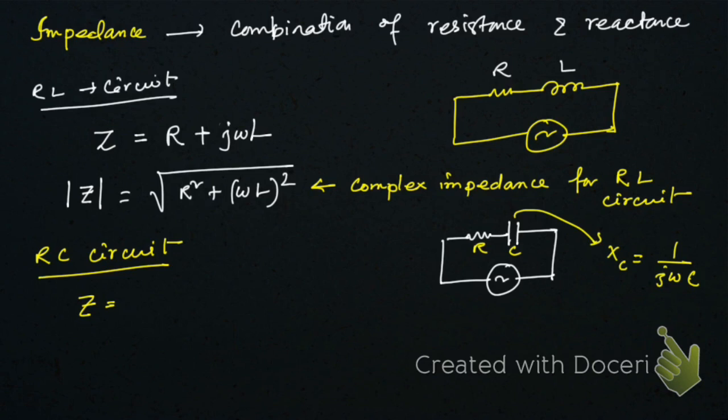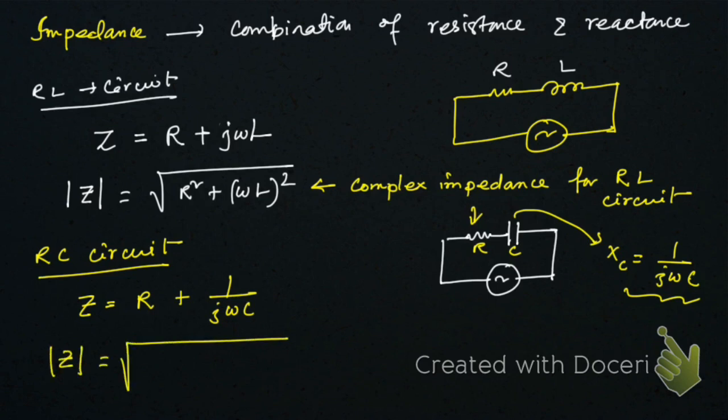So here impedance is a combination of resistance and reactance. Here resistance is R and reactance is XC, which is given by 1 by j omega C, right? So its modulus will be given by root over R square plus 1 by omega square C square.